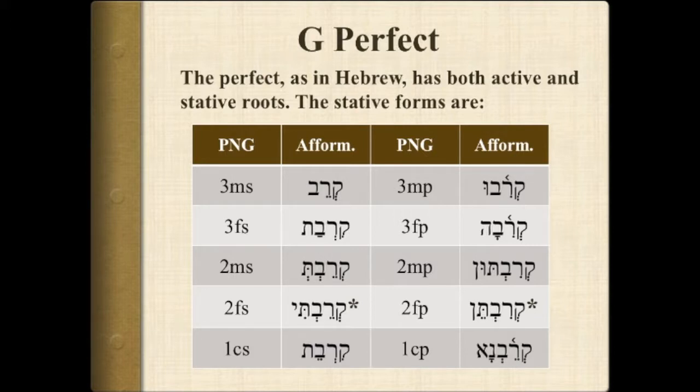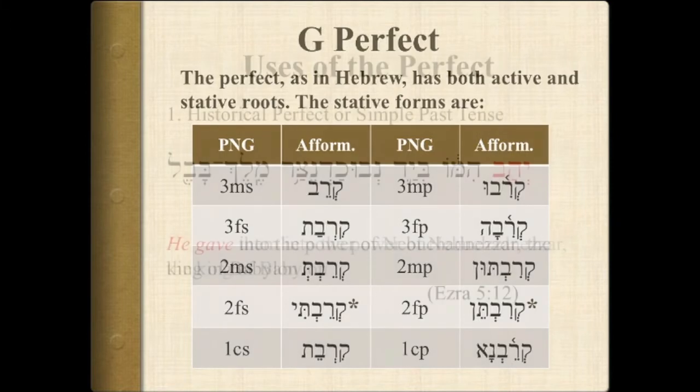And the stative roots, and there aren't very many of them in Biblical Aramaic. The only real difference is in the vowels. The main vowel is an I, like karev or karivu, rather than an A vowel. So that's the only real difference.